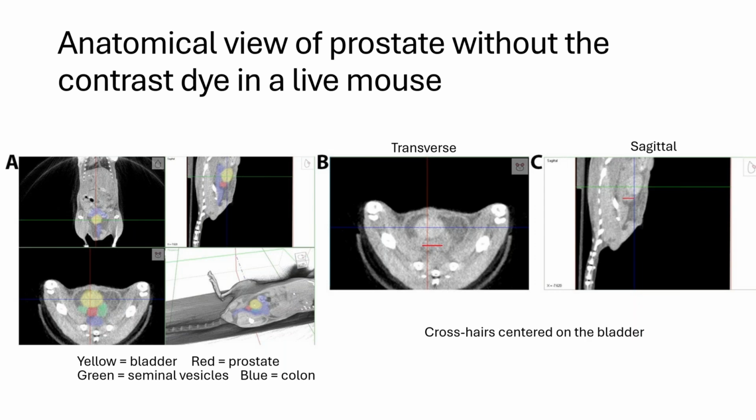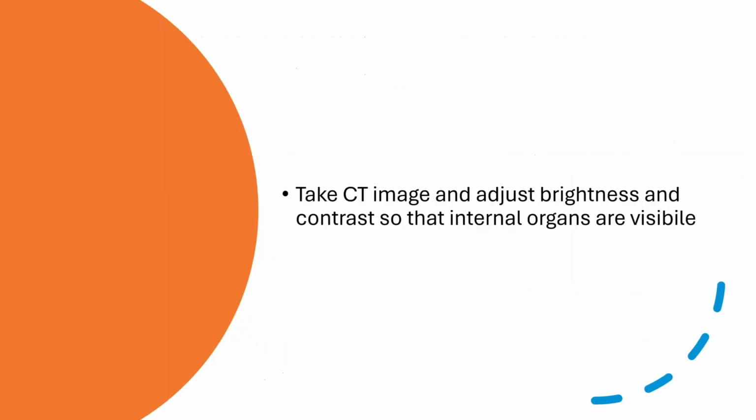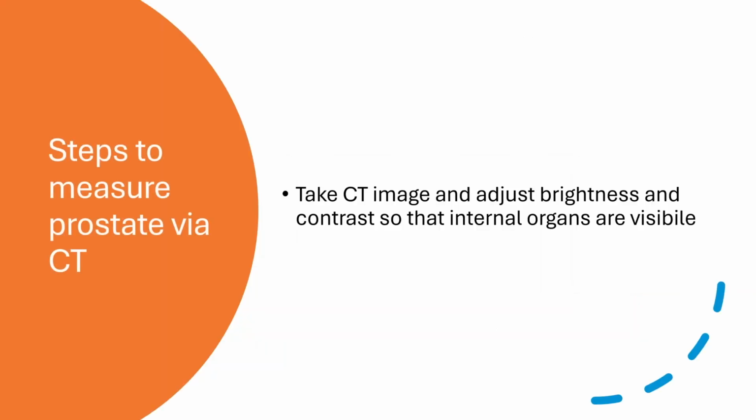So I encourage you, whatever strain of animal you're looking at, to really get a good baseline for what is a normal prostate size for the animal, because obviously age is going to affect that as well. As the animals age, the prostate is going to get larger as well. So that's what we did. And then we moved on to try to look at a tumor. So here are the steps to measure the prostate via CT.